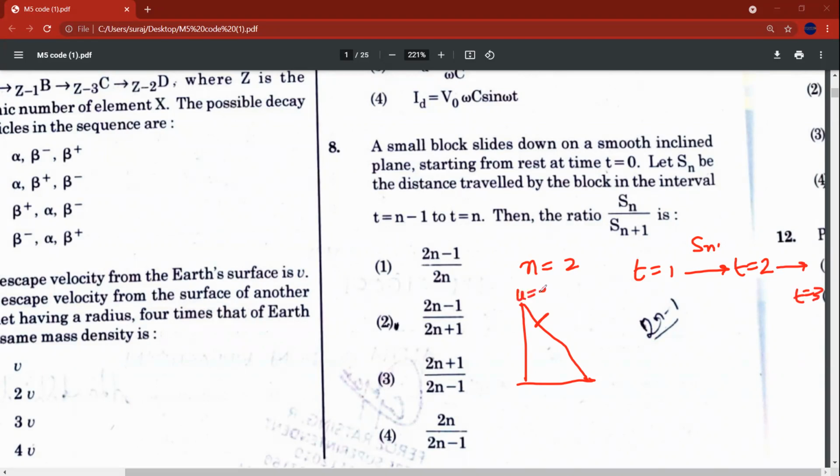Here u is 0 given. A will be G sin theta. Now initial velocity is 0, acceleration is constant. I can say the distances should be in the ratio 1:3:5. That means t equal to 0 to t equal to 1 is 1, then 3, then 5. They are asking Sn by Sn plus 1, that means 3 by 5 should come. N equal to 2 I have taken. If you take 3 by 5, it will come in option 2. Okay. Question number 9.